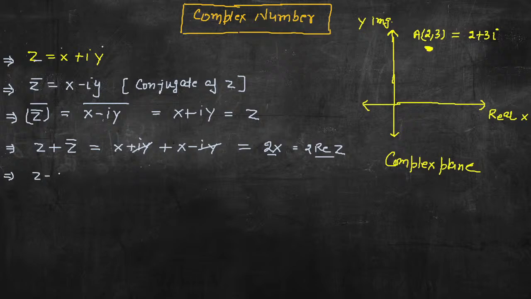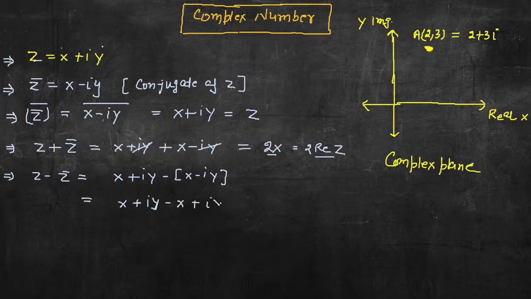Similarly, you can say z minus z bar. This time z means x plus iota y, and minus z bar means minus of x minus iota y. This could be written as x plus iota y minus of x minus iota y. Here x will cancel with x and you get 2 iota y. And now 2 iota y means 2 times the imaginary part of z. Same as the real part of z, this is the imaginary part of z.